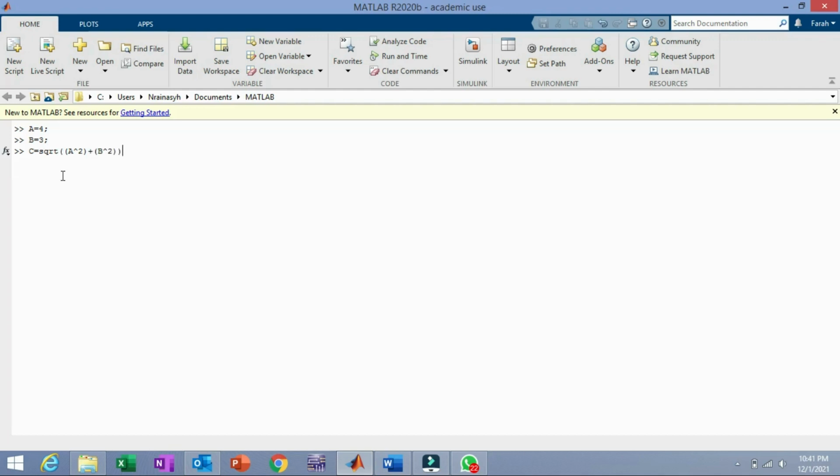Okay, then to complete the expression, the formula to find the hypotenuse, press the enter key, and we will get the answer C equal 5. So the hypotenuse is 5.